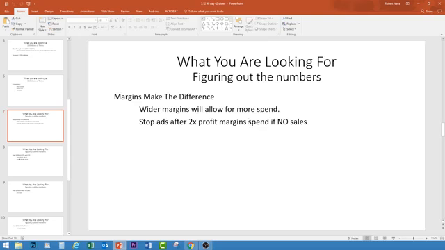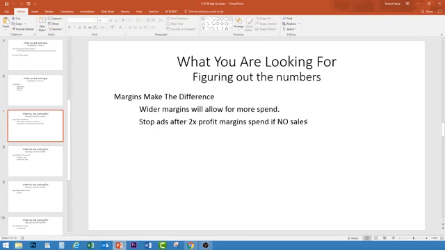ad. Okay? So if I'm buying a product for $5 and I'm selling it for $10, my profit margin is $5. So 2 times my profit margin would be $10. So if I spend $10 and don't get any sales, I'm turning off my campaign, right?